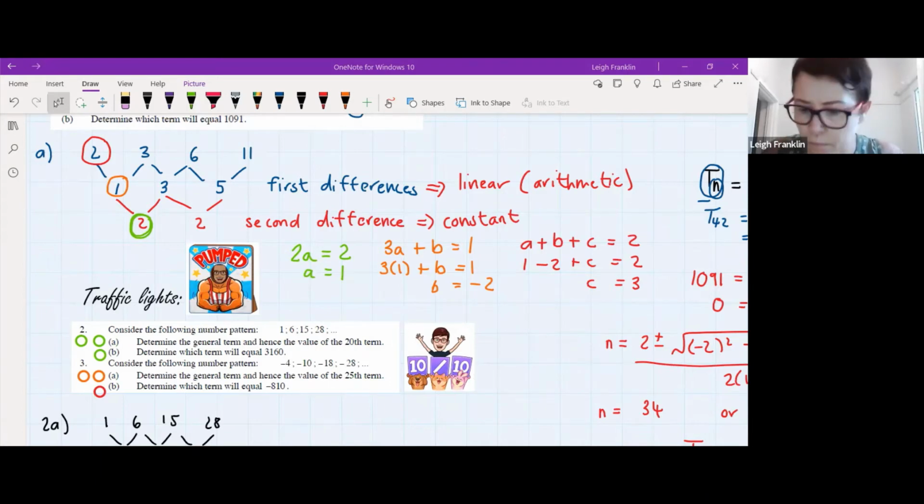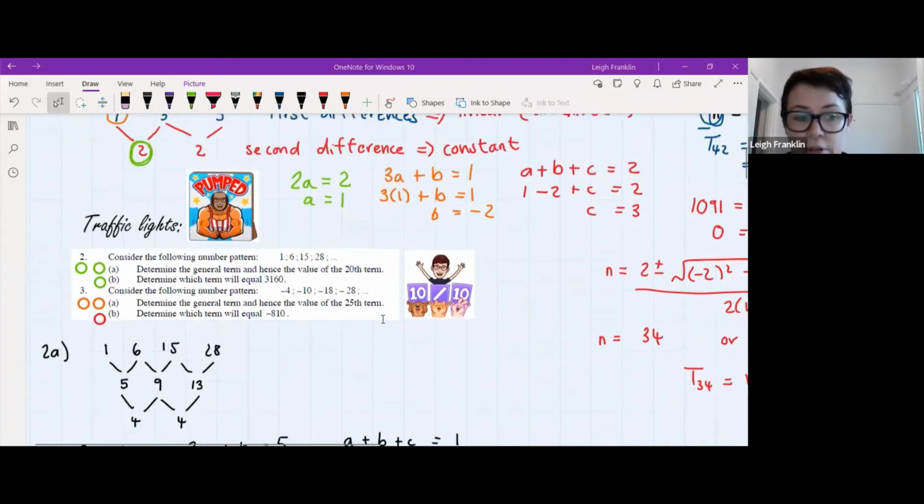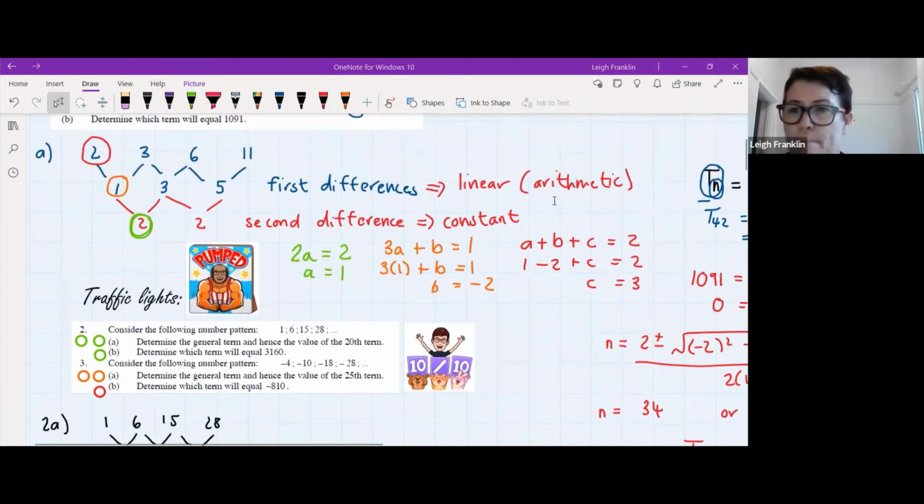Ma'am, I would just want to know, is 2A equal to 4 now in question 2? Yes, absolutely. I've got the answers there for you that you can check when you're done. But you're quite right, 2A is equal to 4. Good.